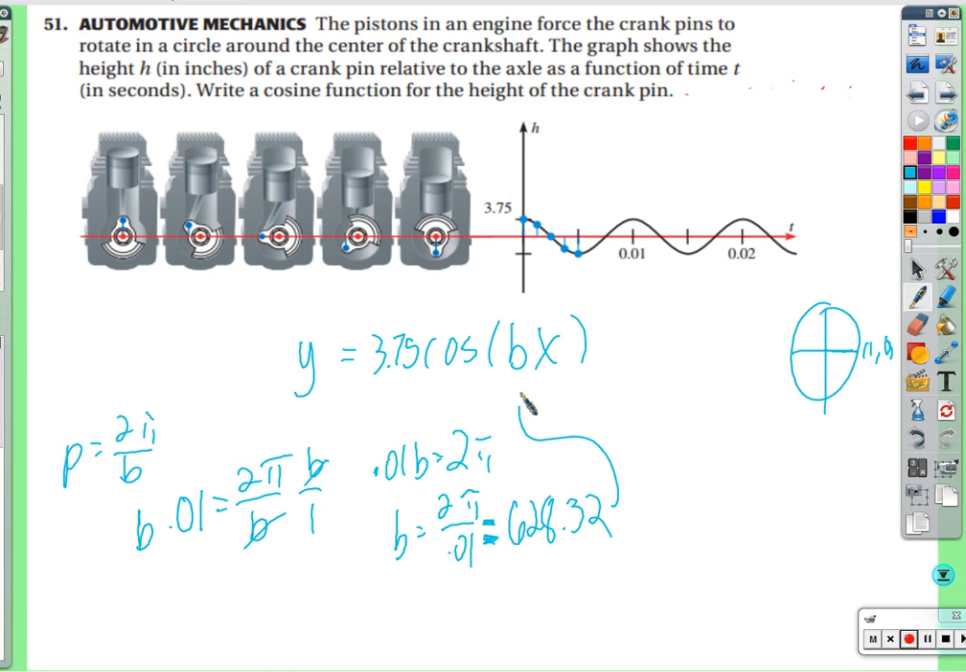So B is 628.32, so the final version in red right up here: y equals 3.75 times the cosine of 628.32. What about the x? Oh, x. Thanks. That's pretty important. Let's see if that's what they got. 200 pi, that's what they have. That's the same thing. That's what we found. 200 pi is more exact.